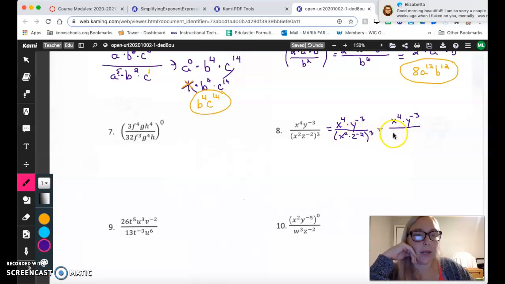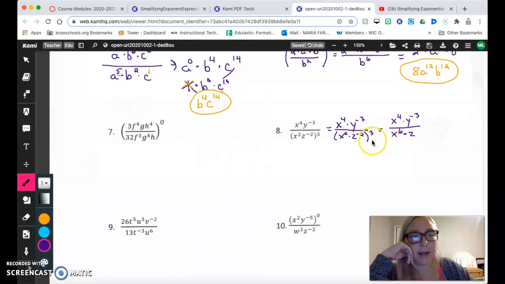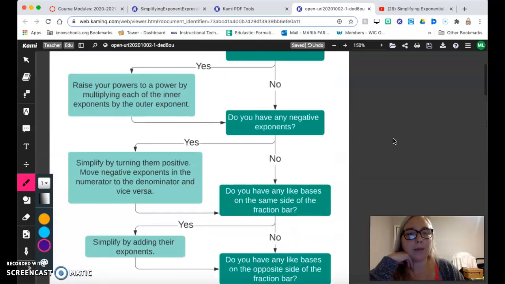It says that we need to keep our base and multiply those exponents. 2 times 3 is 6. That's being multiplied times z to the negative second power that's being raised up to the third power. We need to keep that base and multiply the exponents. Negative 2 times 3 is negative 6. All right, so we have to actually pause in our flow chart because now we have some negative exponents.